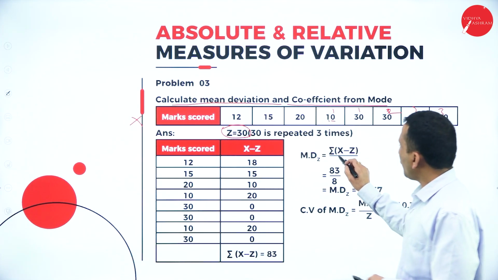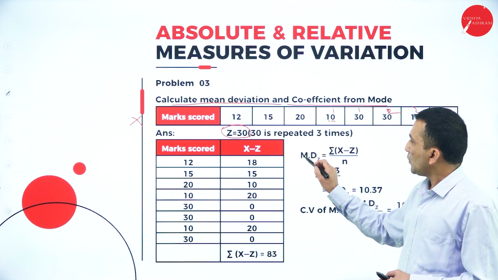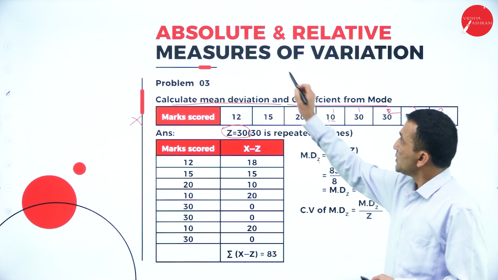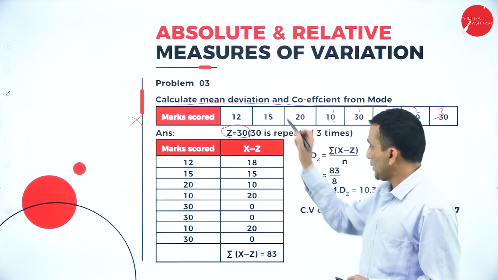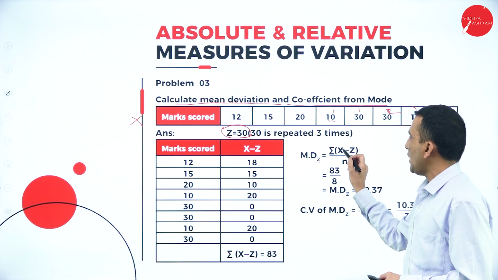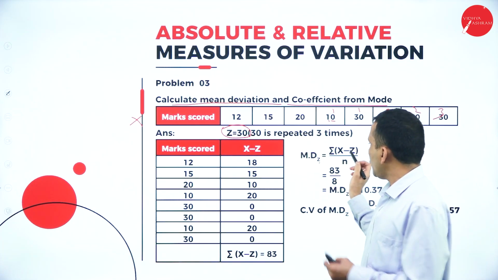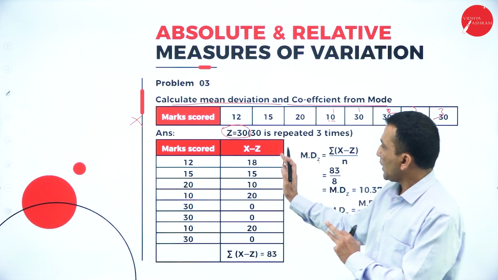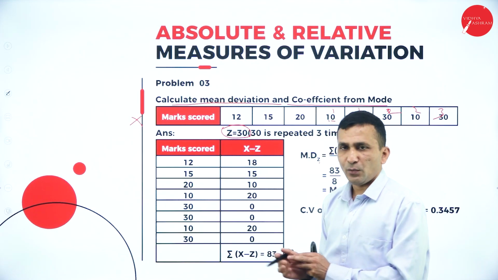So according to the formula, to find the mean deviation for mode, which is related to absolute, the formula is sigma |x minus mode|. So according to the formula, we need to construct the table. So we are extending one more table.